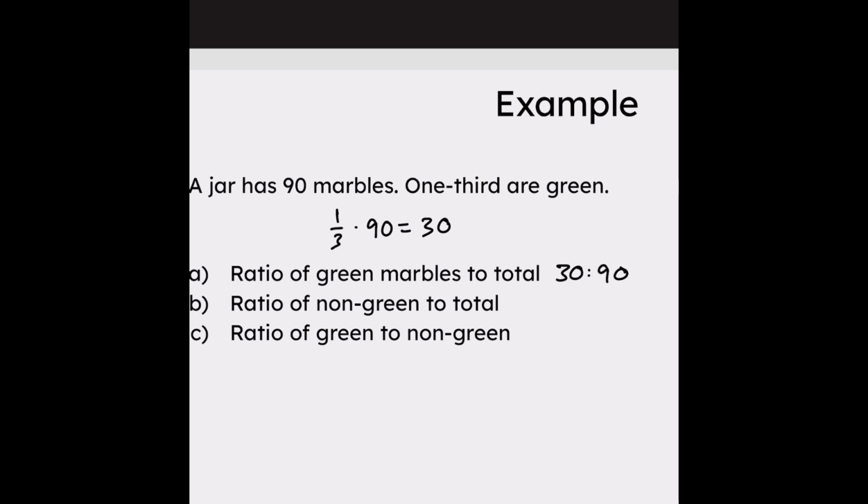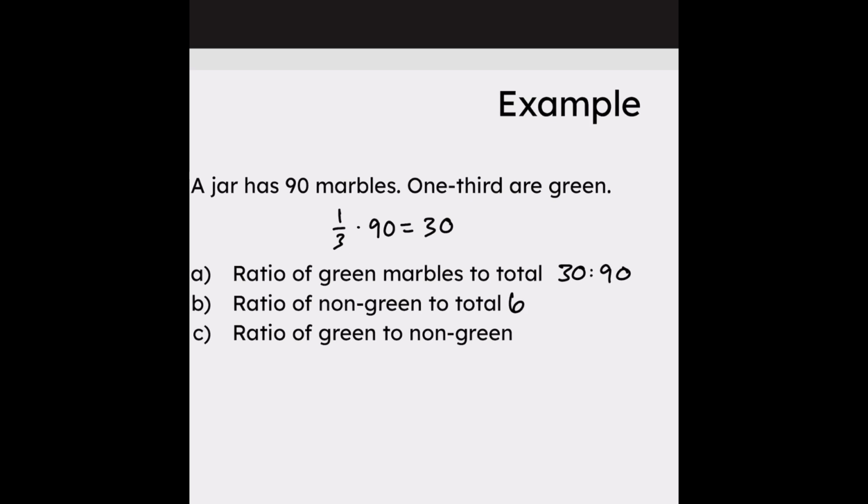And again, this is a part to whole relationship because green marbles is a part and 90 marbles is the whole. What about the ratio of non-green marbles to total? Well, if there's 30 green marbles and there's 90 marbles total, then there's 60 non-green marbles. So that's going to be 60 to 90. Again, this is part to whole.